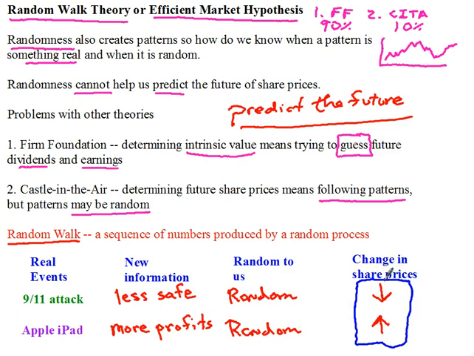So let me just sum this up. I apologize, a little long on this video. Random walk, efficient market hypothesis. You can't predict the future. Futures are unknowable. We don't know what companies' dividends and earnings are going to be in the future. We don't know what their price patterns are going to look like in the future. All real events are random to us because they generate new information that affects share prices.